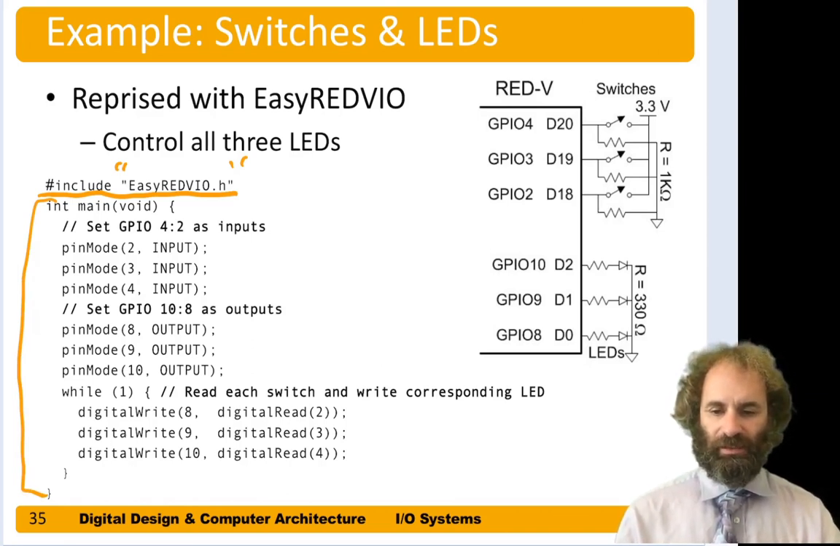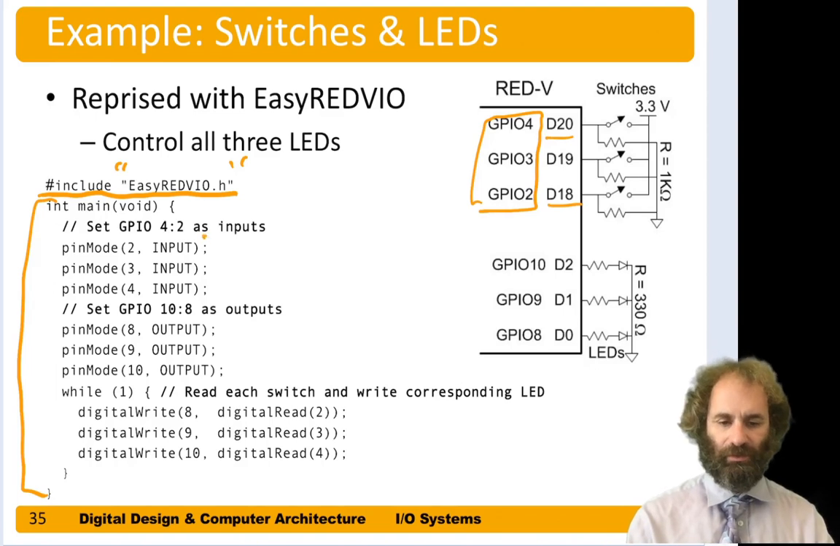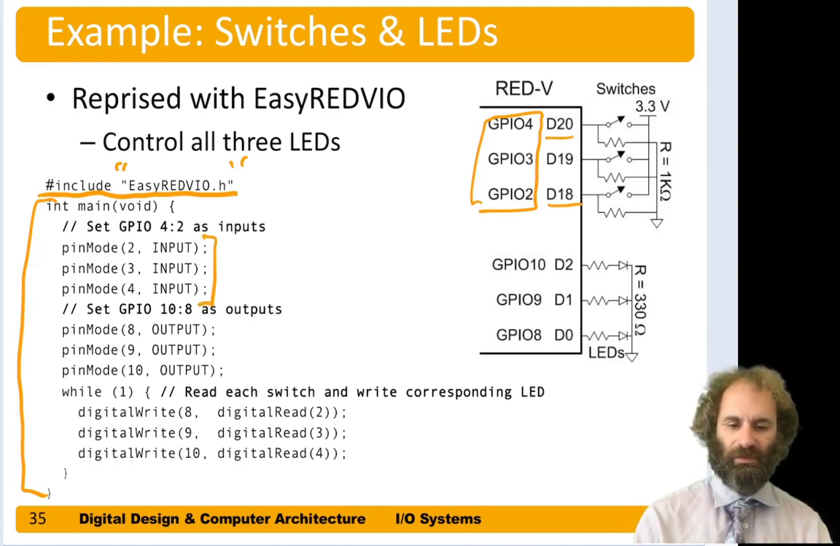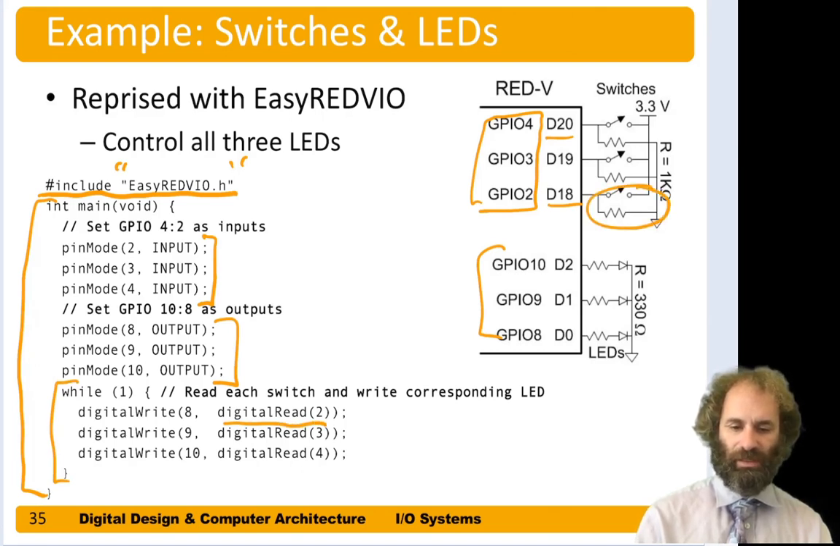So let's say the switches are hooked up to GPIO 2 through 4, which on a RISC-V red board would be D18 through D20. So we'll make those 3 pins be inputs. Let's say the LEDs are hooked up to GPIO 8 through 10, so we'll make those 3 pins be outputs. And then we can keep repeating forever. We will read the value from GPIO 2, which is this switch, and we'll write it to GPIO 8, which turns on that LED. Do the same for the second pair and the third pair. And there we have our program.